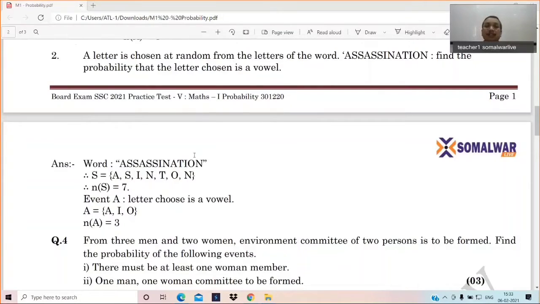Now event A is the letter chosen is a vowel. So out of 7 letters present here, how many are vowels? You can identify it very clearly. And these vowels are A, I and O.